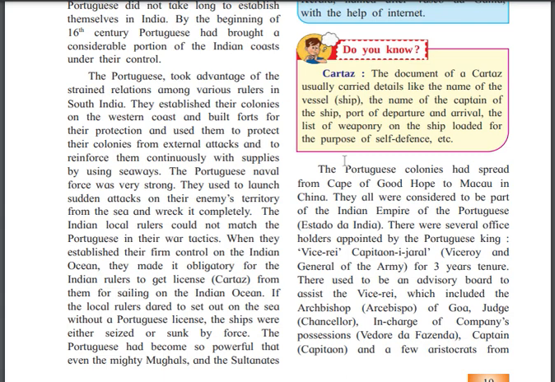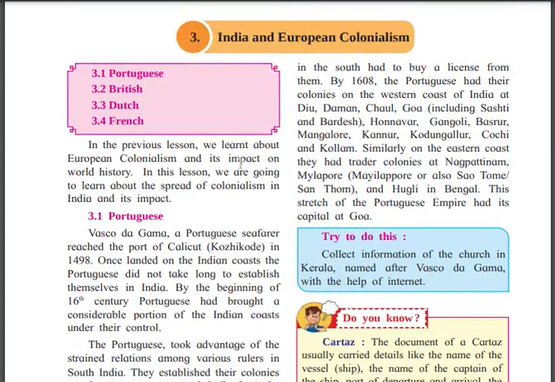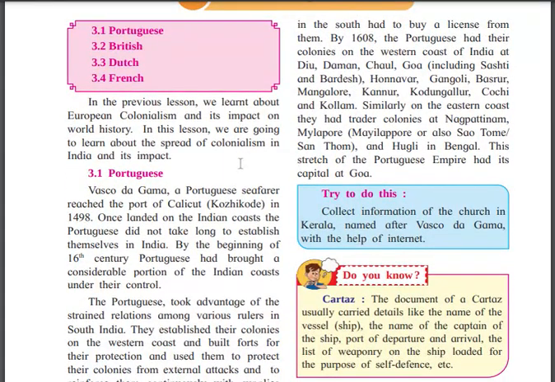The Portuguese had become so powerful that even the mighty Mughals and the sultans in the south had to buy a license from them. The Portuguese had become that powerful. The Mughals and the sultans were very strong, obviously, but even they started buying a license from them because the Portuguese were very strong.